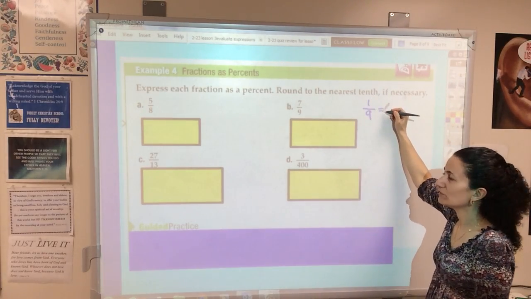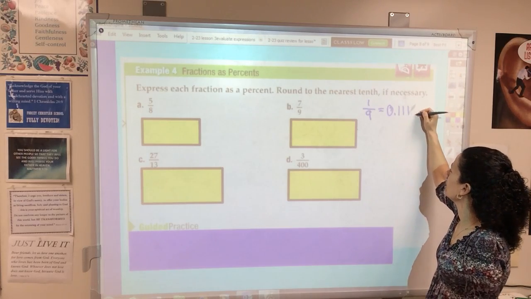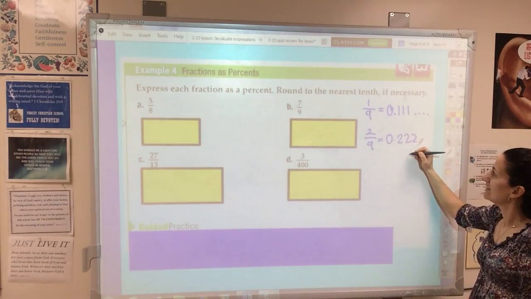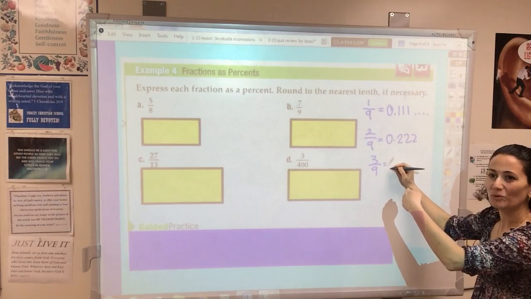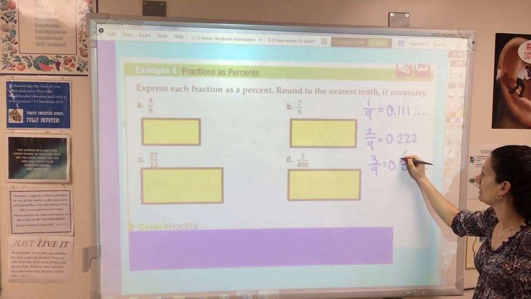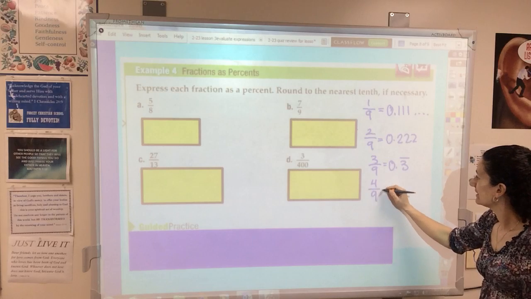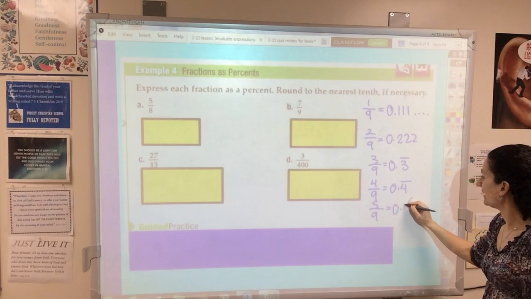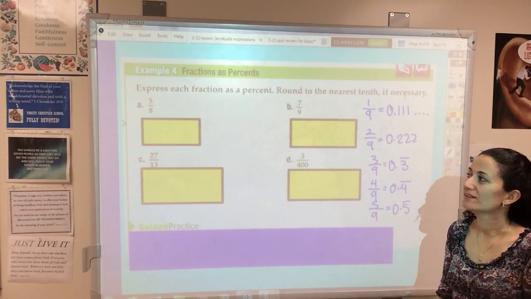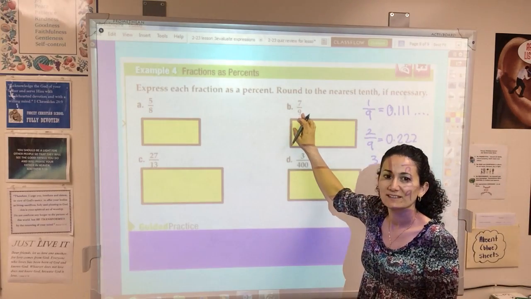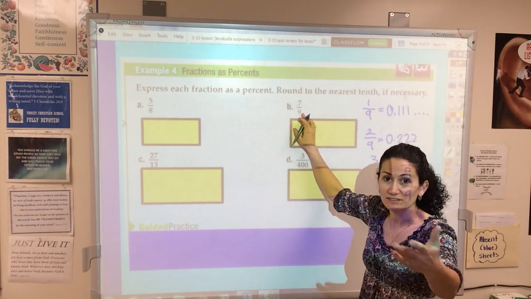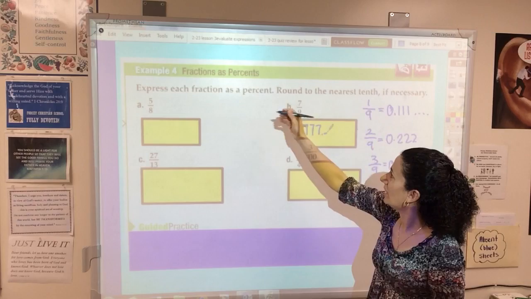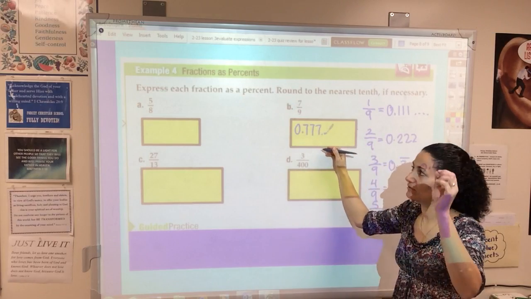1/9, when you divide it, is always going to be 0.111 and so on. 2/9 is going to be 0.222. 3/9, hey, that's the same thing as 1/3. And we just learned that that's 0.333 repeating. 4/9 is 0.4 repeating. 5/9 is 0.5 repeating. Are you seeing a pattern? So what's 7/9, everyone? 0.777 repeating. Now, if we want to write this as a percent, let's round to the nearest whole.